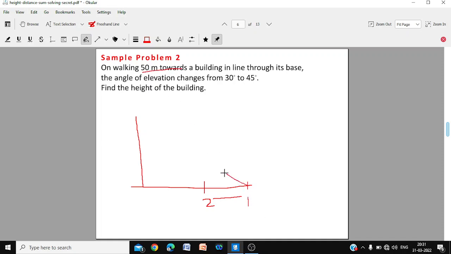From here, when he was looking at the building, it was 30 degrees. And from here, after walking 50 meters, when he was looking, it was 45 degrees. So this was 30 and this was 45. Again, you can check that when you are standing nearer the building, the angle is more. And when you are standing far away from the building, the angle is less. And this distance is 50 meters.